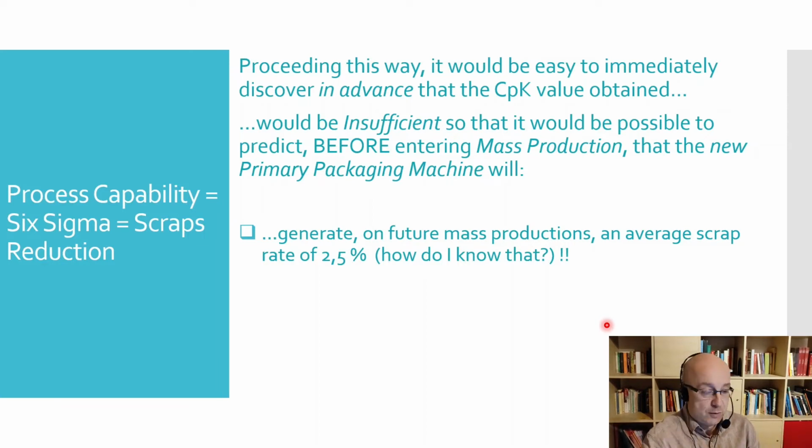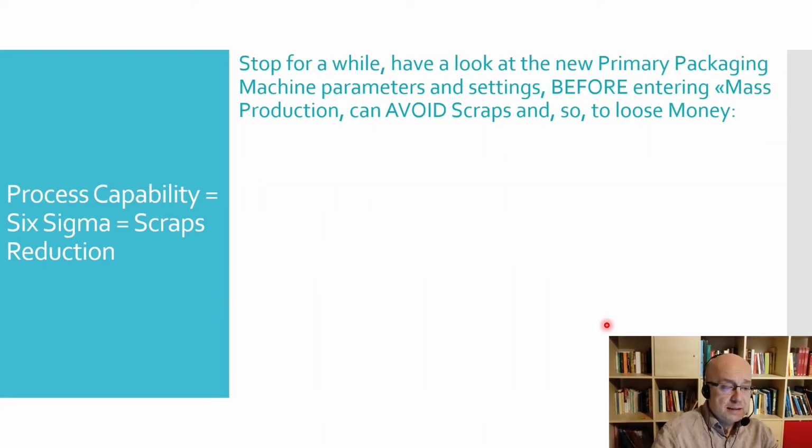This could be the question that many of you are thinking in this moment. We will see this in a few minutes in Minitab. So the right approach, after having obtained a Ppk value of 0.71, would be to stop for a while and have a look at the new primary packaging machine parameters and settings before entering mass production.